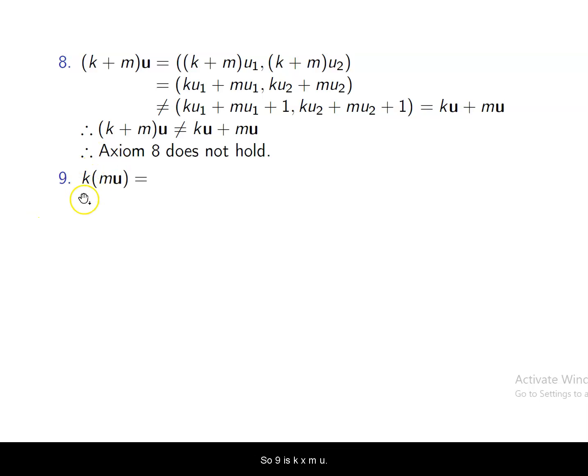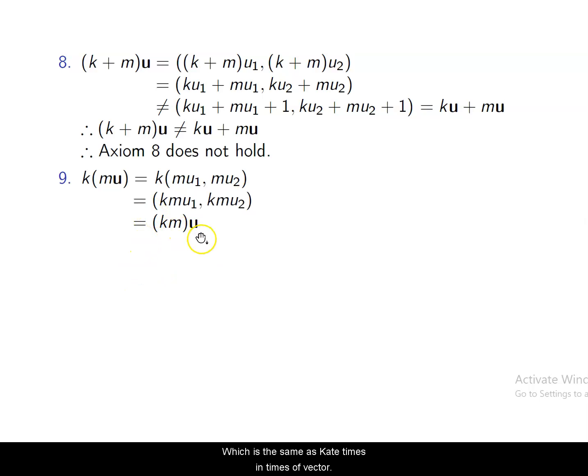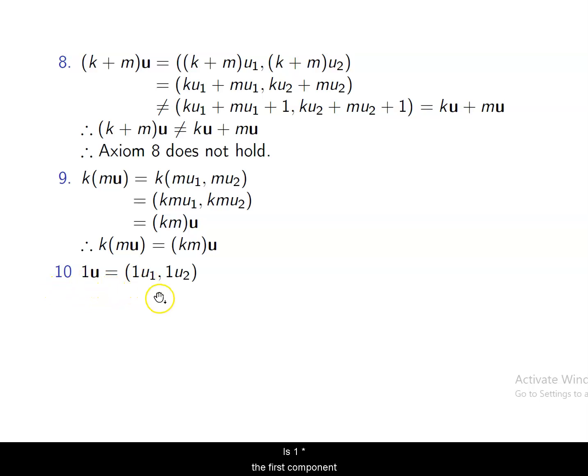So 9 is k times mu. So again, this is what's happening first. So m times u1, m times u2. The next step, now I can distribute this k across, which is the same as k times m times a vector u. Therefore, this left-hand side is equal to this right-hand side. Okay, no problems. Okay, for 10, I have 1 times u is 1 times the first component times 1 times the second component, which is just u1, u2, which is u.